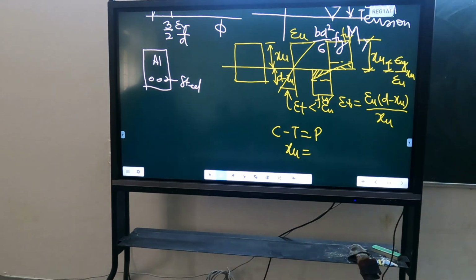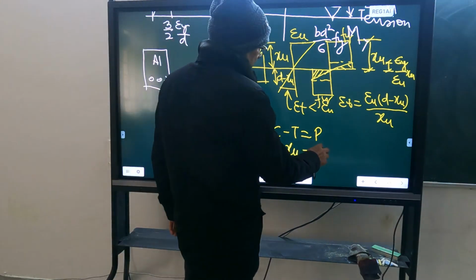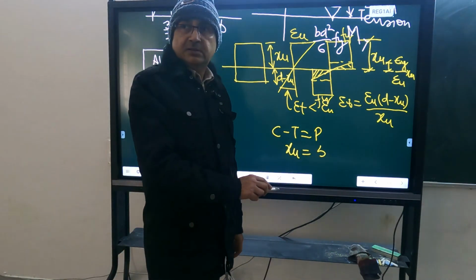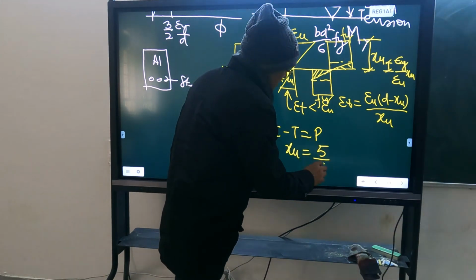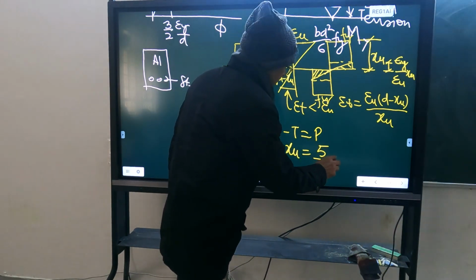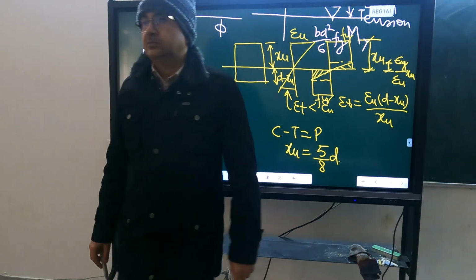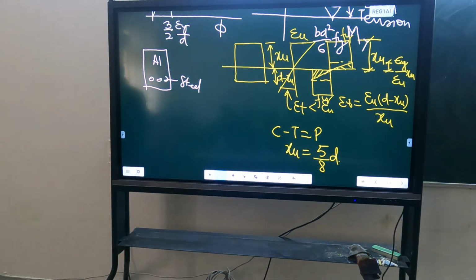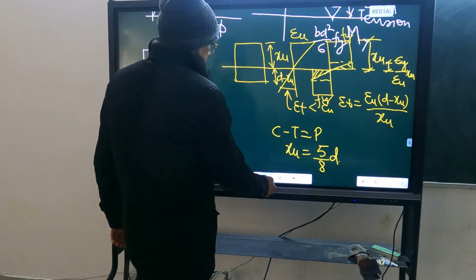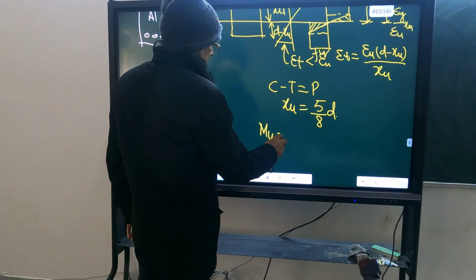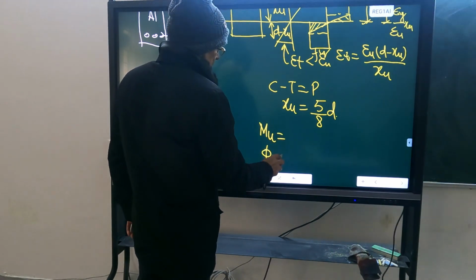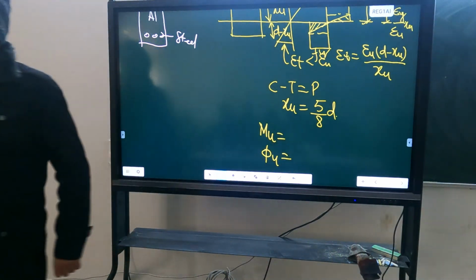So XU is, in this case, 9 by 16? 9 by 16. 5 by 8. You can calculate MU and phi.